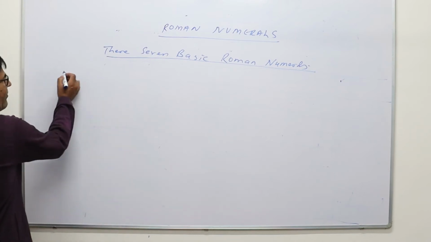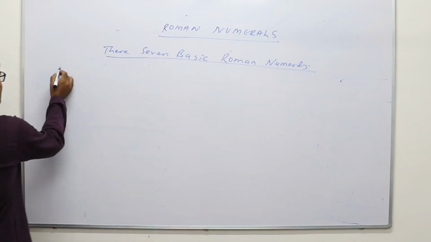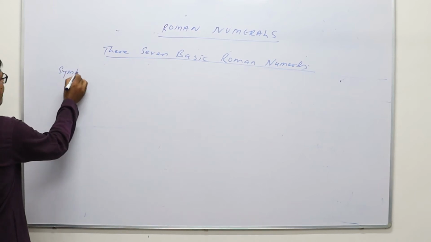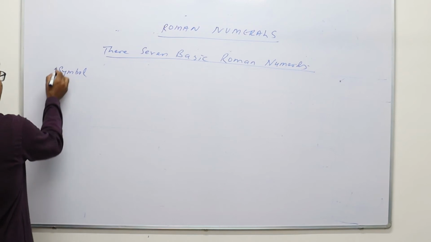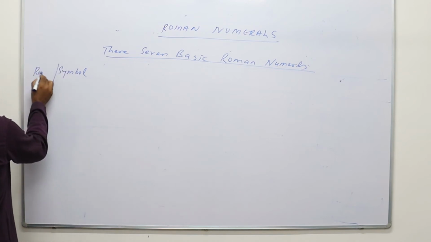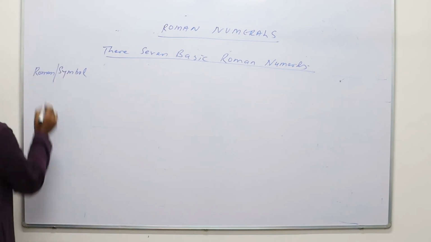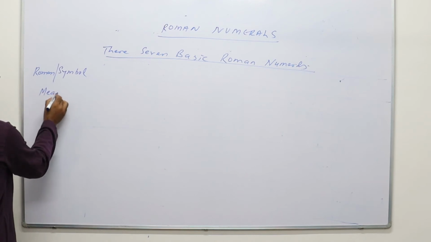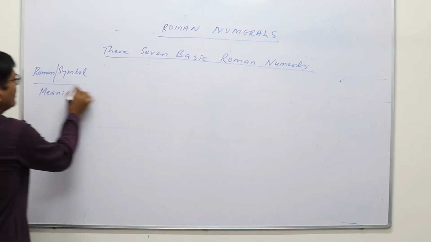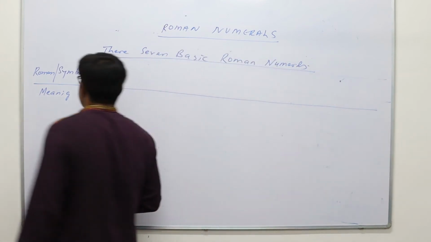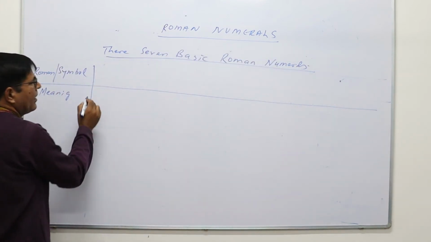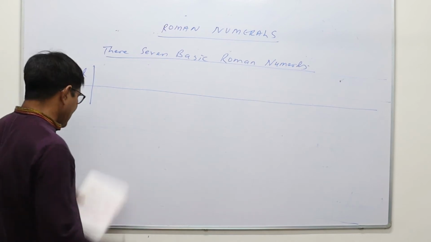So let us make one table. First, the symbol, or we can say the Roman symbol, and the second one is meaning. So make a chart: the basic 7 Roman numbers and their meaning.